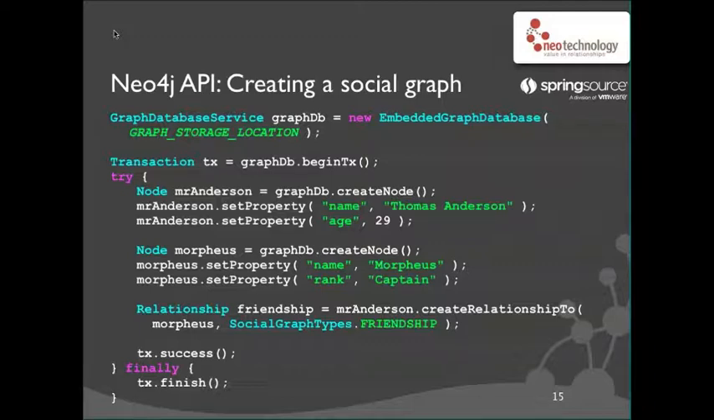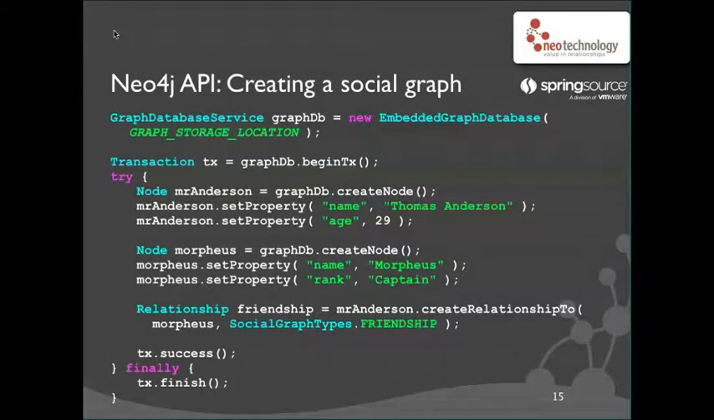You have some ceremonial stuff. In the beginning, you get the graph database service. In this case, we chose to instantiate an embedded graph database. There are other graph database service implementations. And then we open a transaction. But after that is where the action happens.